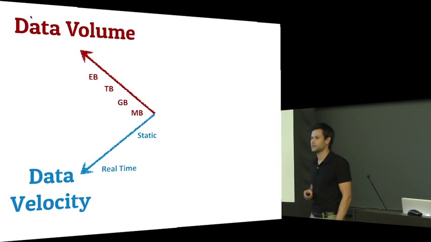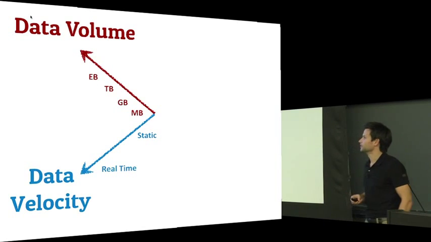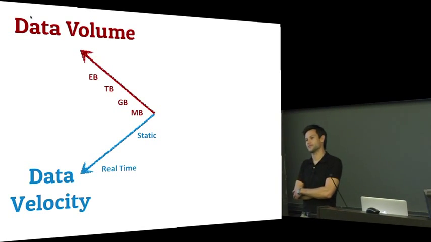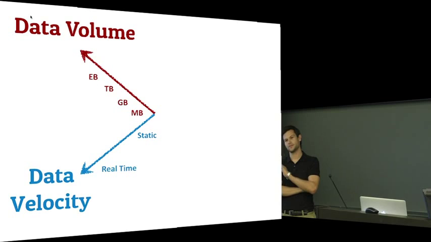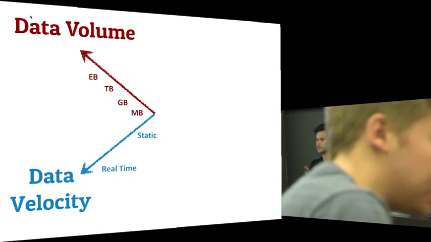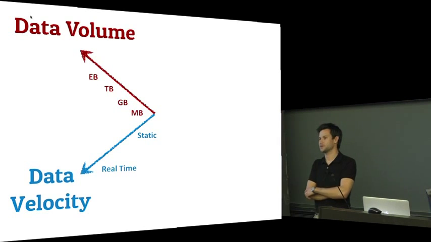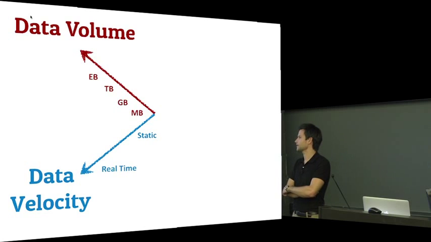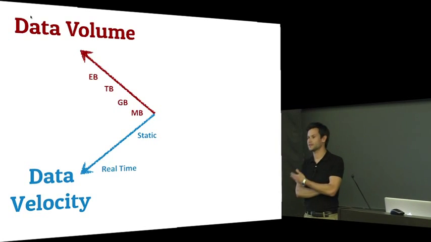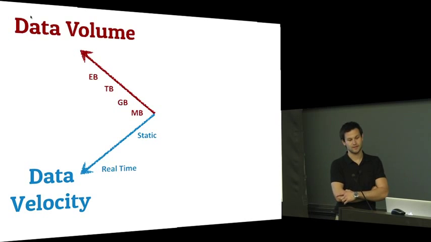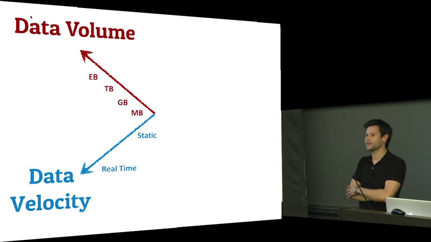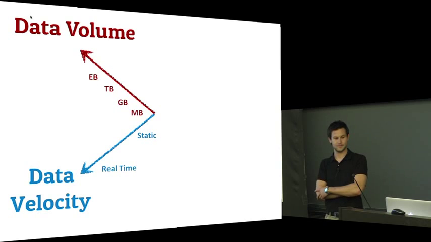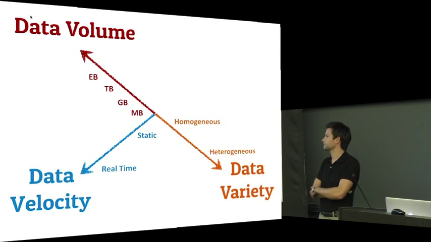Then there is data velocity. That's also a really interesting aspect. If you have a static data set, a table which stays the same, then it is much easier to analyze than a stream of data, which is constantly changing. If you parse data from a Twitter stream or some other data source and you want to analyze it on the fly, then this gets much more complicated. That's the second V.